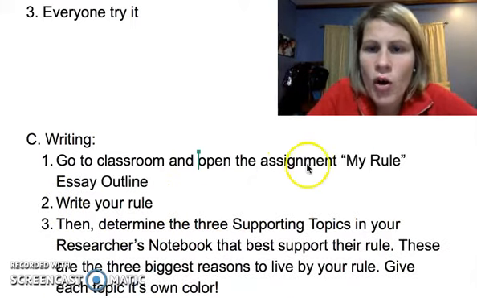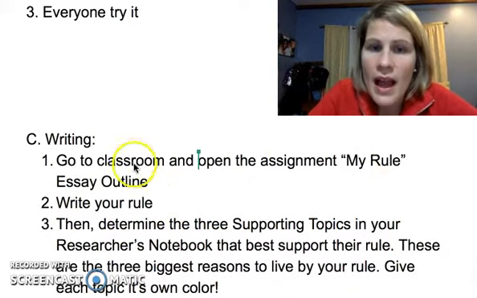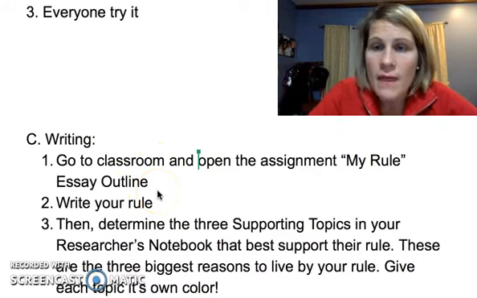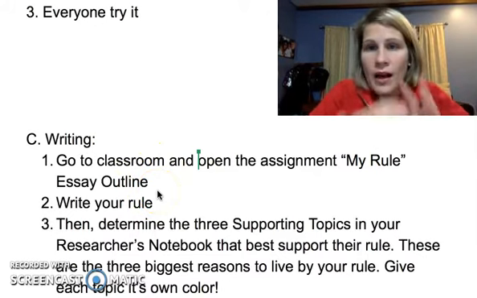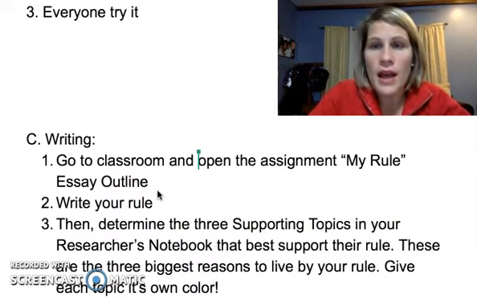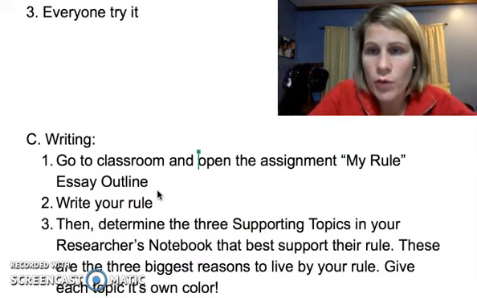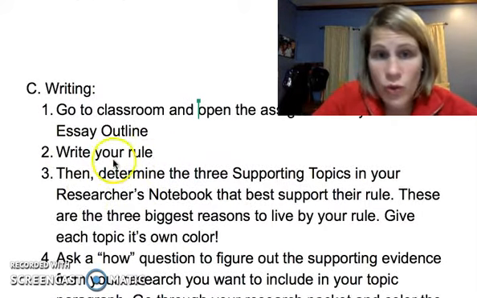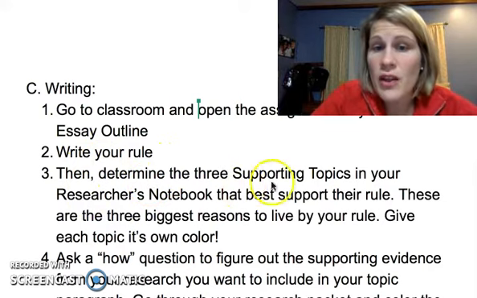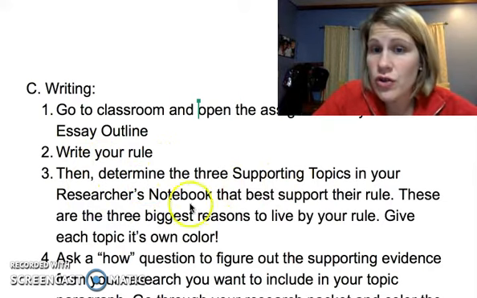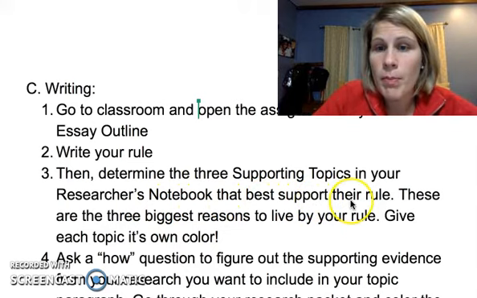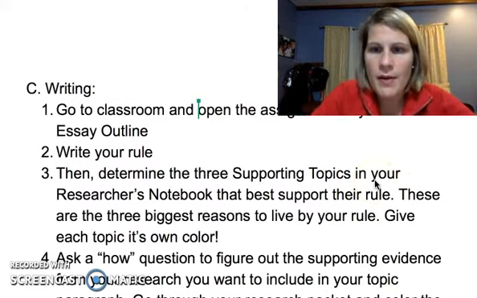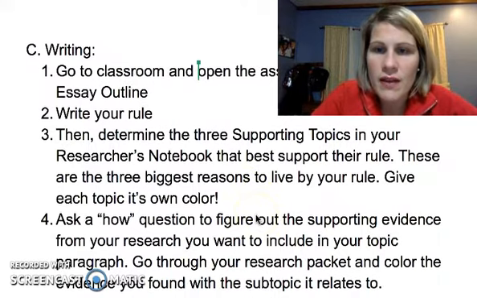Go to the classroom and open the assignment, My Rule Essay Outline. That's what it's called. That's going to open up a sample outline that I made for you in your own name, so you don't have to worry about messing it up for the rest of the class. Then you're going to fill it in. You're going to write your rule, and then you're going to determine the 3 supporting topics in your researcher's notebook that best support your rule. That is what you already did yesterday. You're going to write down what those 3 supporting topics are. These are the 3 biggest reasons to live by your rule.